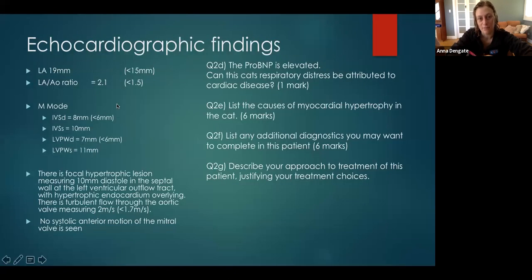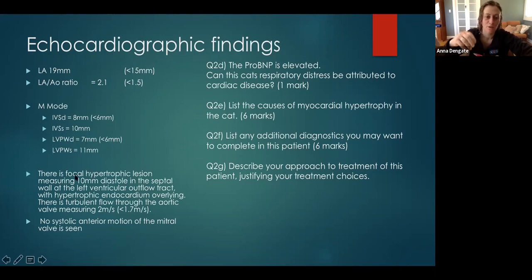Okay, there's a lot of information on this slide. Sorry, everyone. So we did do an echocardiogram. The left atrium was 19 millimeters in diameter with 15 millimeters the upper limit of normal. So there was left atriomegaly and an LA:Ao ratio of 2.1. On M mode, there was evidence of ventricular wall hypertrophy with the interventricular septum being 8 millimeters with an upper limit of 6. And the left ventricular free wall in diastole being 7 millimeters with an upper limit of 6.